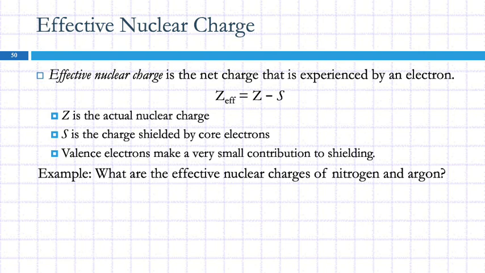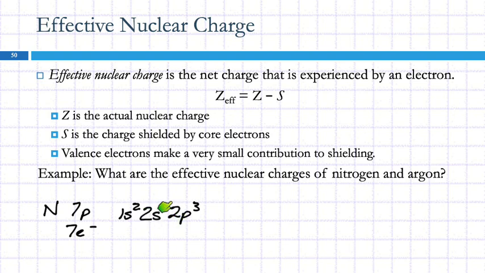So let's look at nitrogen. Nitrogen has 7 protons, right? It's got 7 protons and 7 electrons. If we look at its electron configuration, we would find it to be 1s2, 2s2, 2p5. Nope, that's not right. 2p3, sorry. Yeah, that adds up to 7.